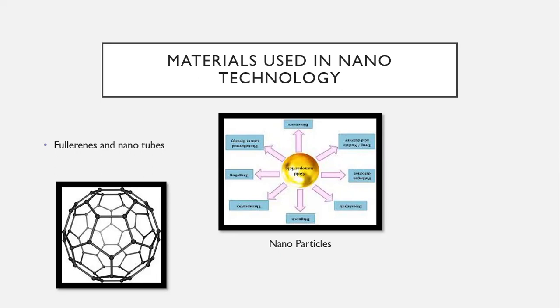So let us talk about nanoparticles. The second figure shows that nanoparticles are nanocrystals made up of metals, semiconductors, or oxides, which are of particular interest for their mechanical, electrical, magnetic, optical, chemical, and other properties.